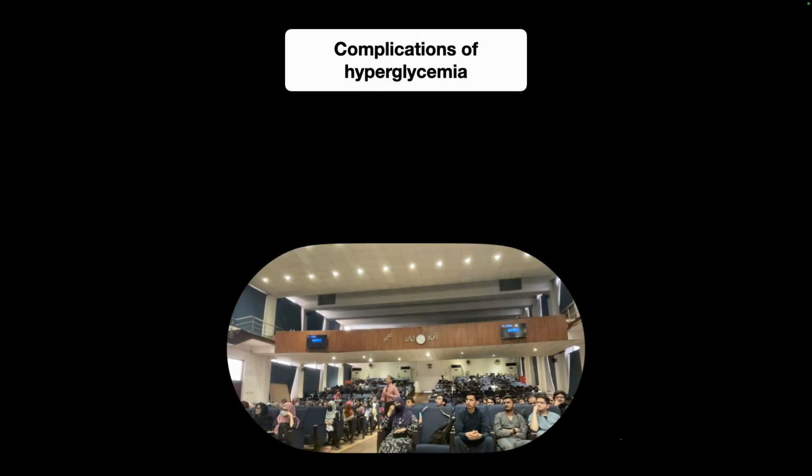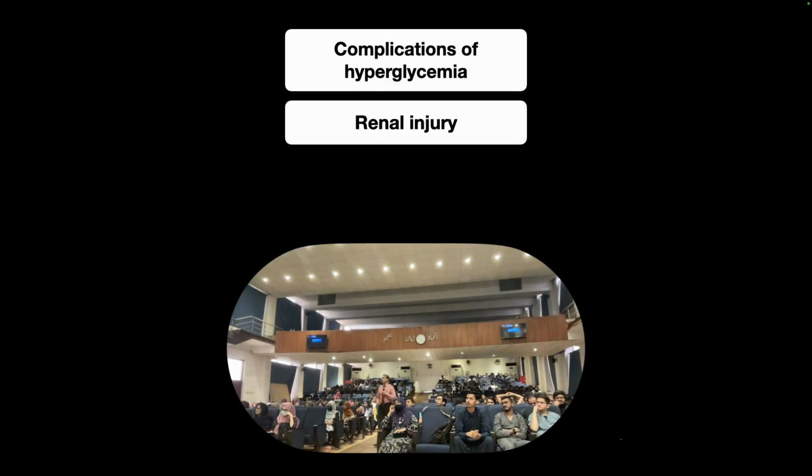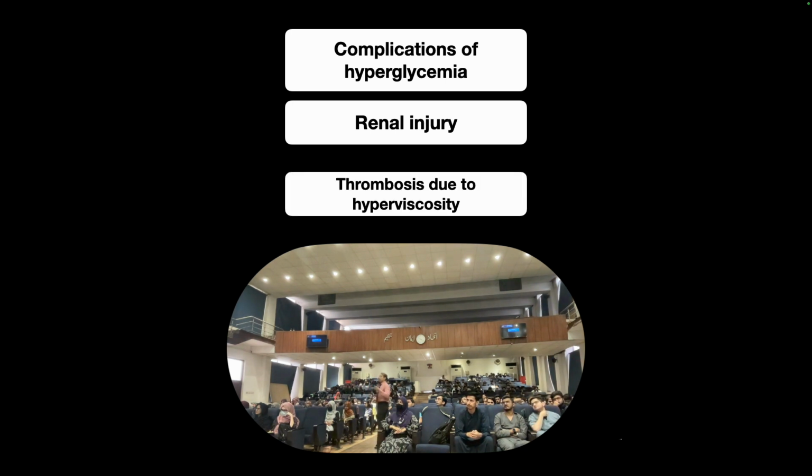Now, complications of hyperglycemia: the patient may have renal injury because of the hypovolemia. The patient may develop ATN. And the patient may develop thrombosis due to hyperviscosity. Now, the complications of the treatment itself. Those were the complications of the hyperglycemia. Now you start treatment, and that can cause problems.